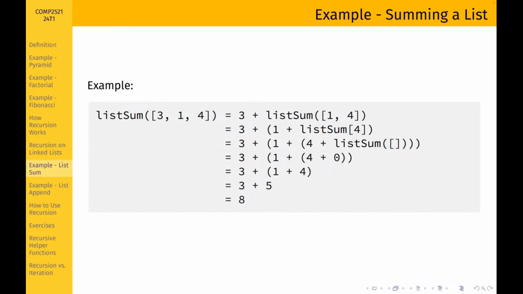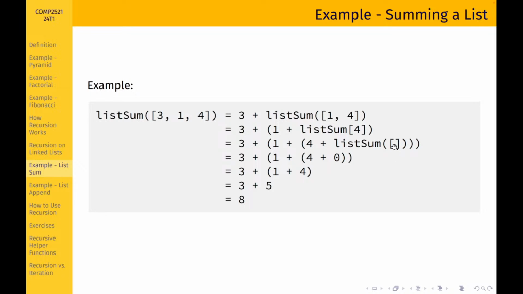So here is an example of how we would evaluate the sum of a list recursively. Sum of this list over here, well, I don't know what the sum of the list is, but I know that it's equal to 3 plus the sum of the rest of the list, which is just 1, 4. Now what is the sum of this list? Well, I don't know what that is, but I know that it's equal to 1, the first element, plus the sum of the rest of that list, which is just 4. Now what is the sum of this list? Well, I don't know what that is, but I know that it's equal to 4 plus the sum of the rest of the list, which is an empty list.